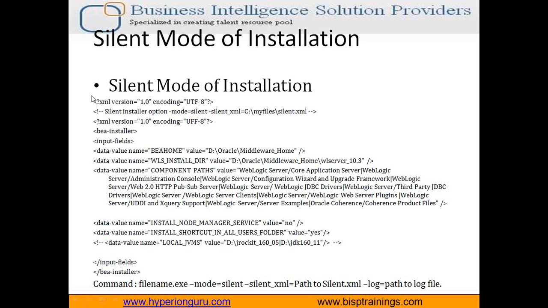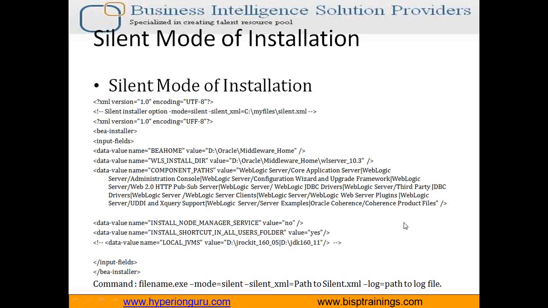And this is silent.xml. This looks very simple, very small, but it will do the whole job of installing. And this is the command: the file name.exe -mode=silent -silent_xml=path to the silent.xml file, and you can specify some kind of log location. Because you don't have any kind of interaction, right? So you need to make sure the installation was successful or not, right?